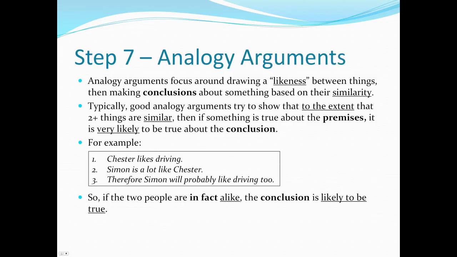Step 7. Analogy arguments. Analogy arguments focus around drawing a likeness between things, then making conclusions about something based on their similarity. Typically, good analogy arguments try to show that to the extent that two or more things are similar, then if something is true about the premises, it is very likely to be true about the conclusion. For example, 1. Chester likes driving. 2. Simon is a lot like Chester. 3. Therefore, Simon will probably like driving too. So, if the two people are in fact alike, the conclusion is likely to be true.